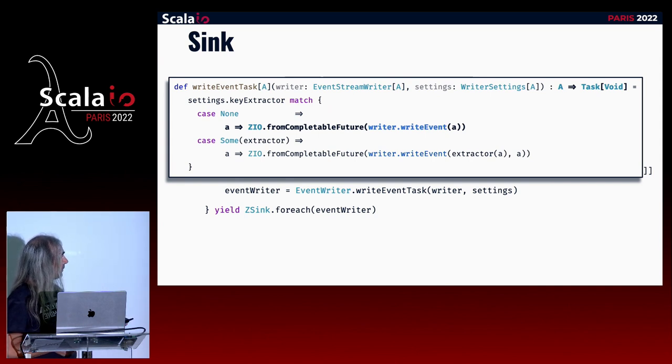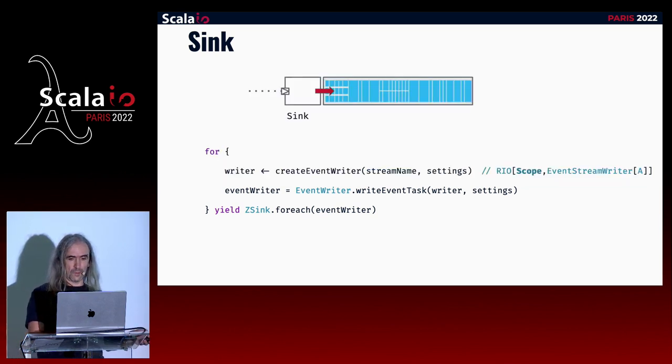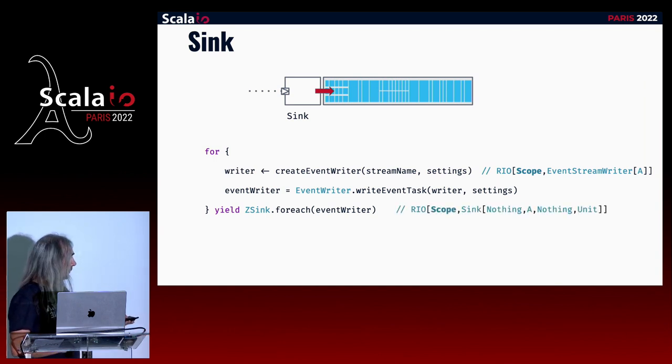So task is just another I/O that is built from the Java API. That returns a future, and of course we can easily translate a future to I/O. There is a small detail because I can have routing keys for the streaming. If I have a routing key, I write the event like this, or I extract the key to write. This produces an I/O, so an I/O that may throw an exception, that has a scope to close the writer, to handle the finalizer of the writer, and produces a sink.